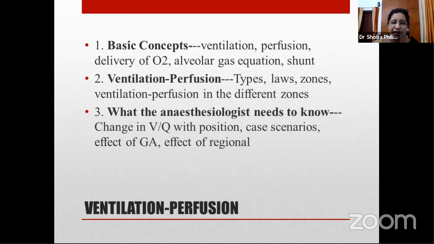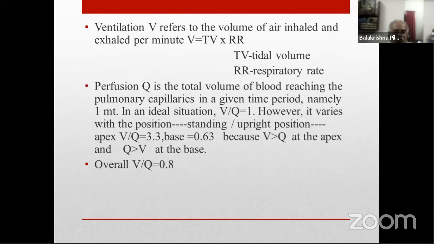So ventilation refers to the volume of air that is inhaled and exhaled per minute. As we all know, it is the product of the tidal volume and the respiratory rate. Whereas perfusion is the total volume of blood which is reaching the pulmonary capillaries in a given time period, namely 1 minute. So in an ideal situation, the V by Q should be 1.